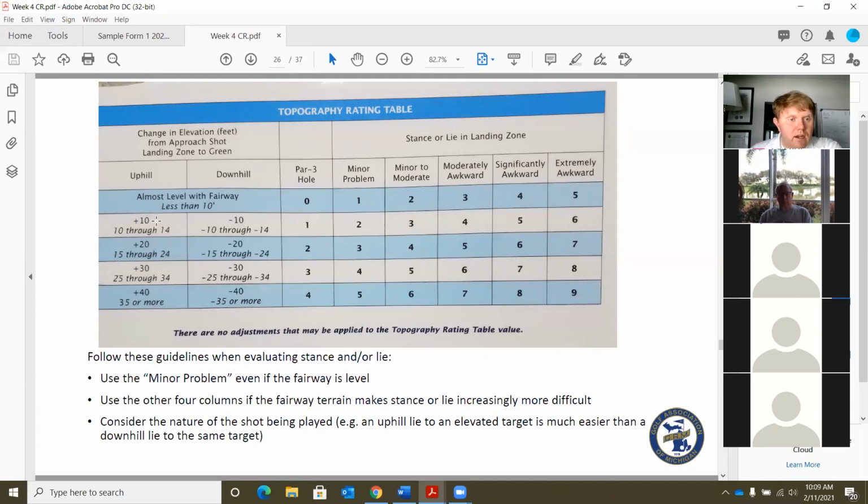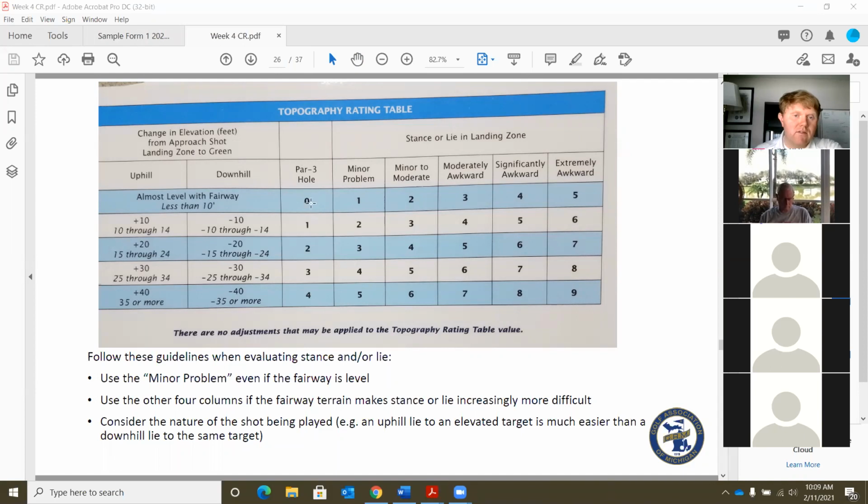So again, here, if you see, it's based on 10. So every 10 feet is going to be a new column. So for example, we're just going to do a quick example here to go over a basic par 3 hole.